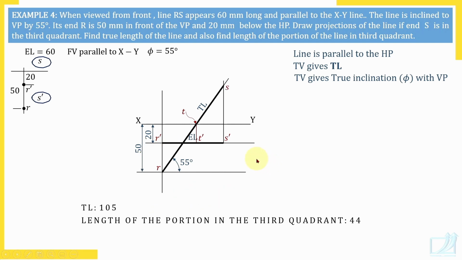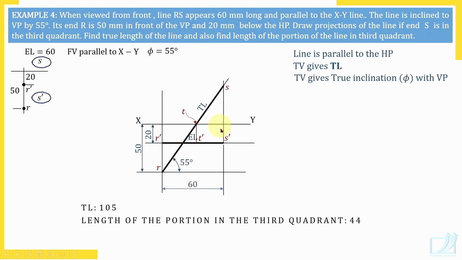Now we should insert the dimensions. So all given dimensions 20, 50, 60. 60 we have not yet. But what is 60? It is EL. So check here. This length R dash S dash is EL and that is 60 millimeter. Remember only true length we write outside the diagram this way. But 60 millimeter is the length R dash S dash. Front view is parallel to XY line and length of front view means EL. So that is what we have inserted here.